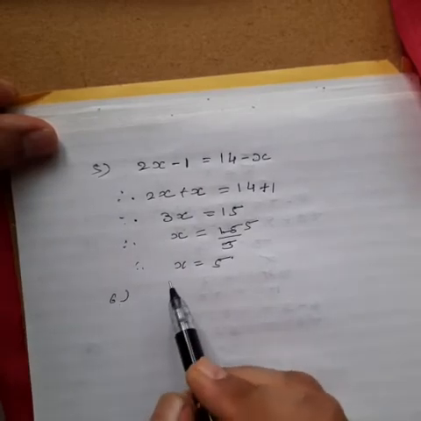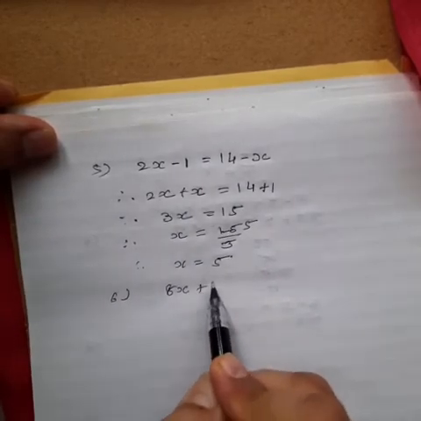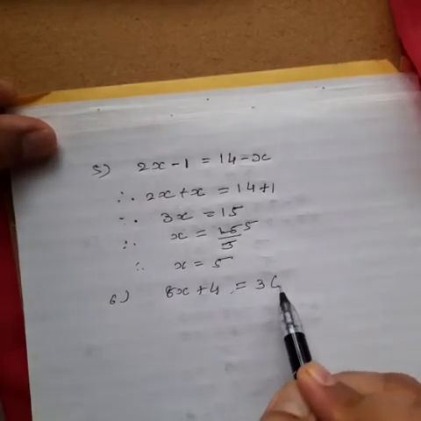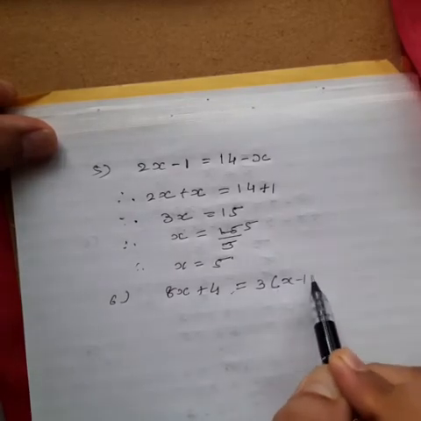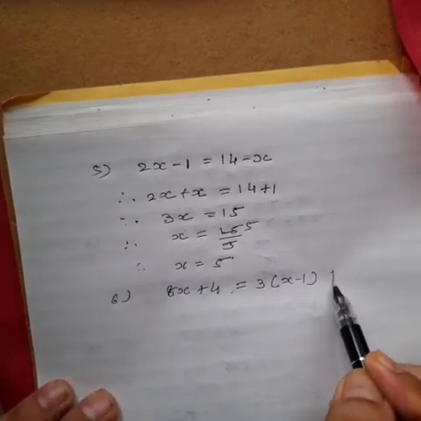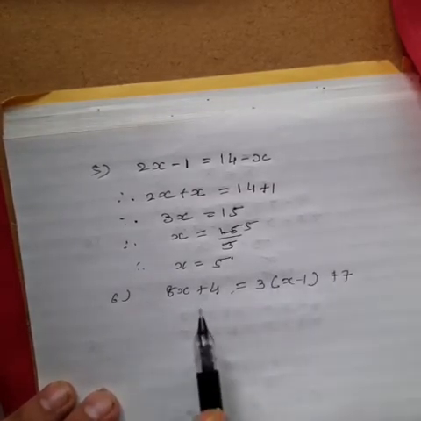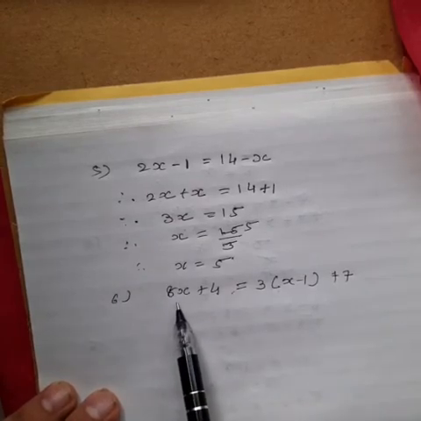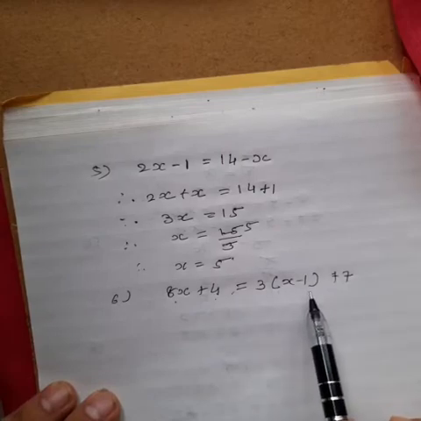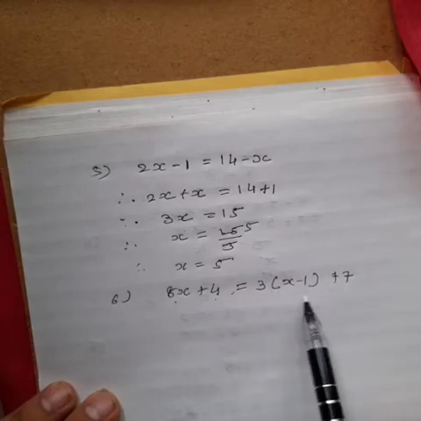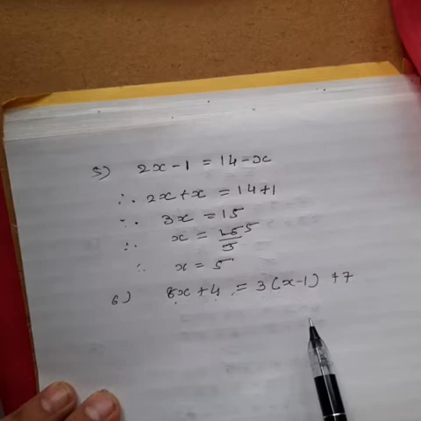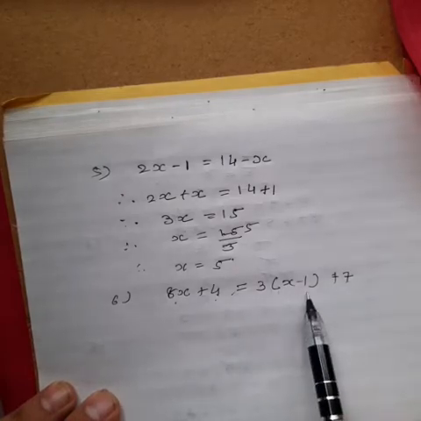See number 6. 8x plus 4 equal to 3 into bracket x minus 1, plus 7. There are two terms on both sides, 8x and plus 4. On the other side, 3 into bracket x minus 1. So here consider 3 into bracket x minus 1 as a single term, and the other term is plus 7. So first your priority is to resolve the bracket.